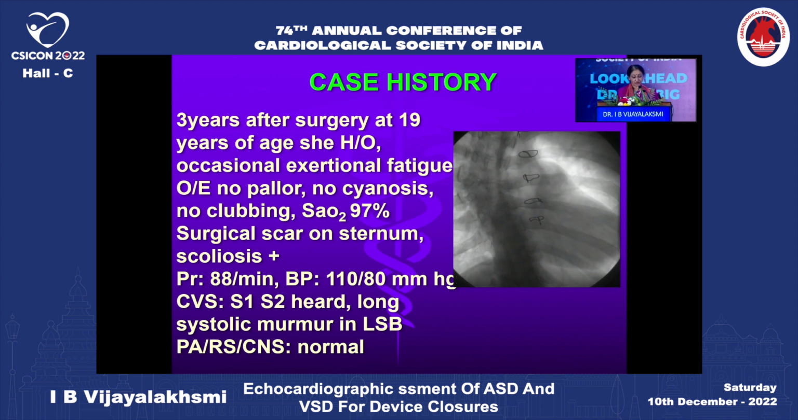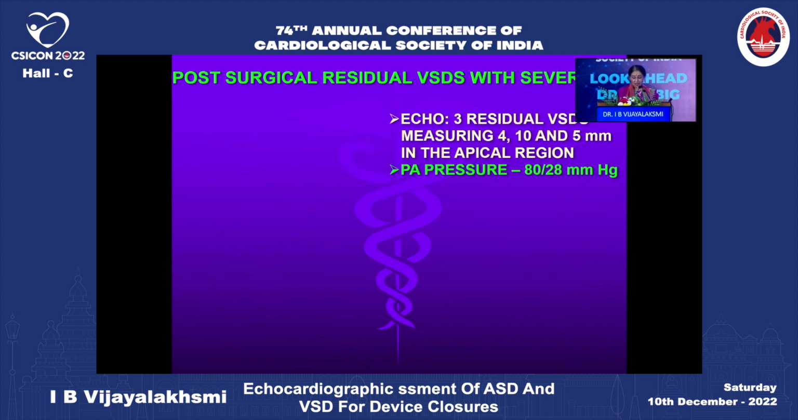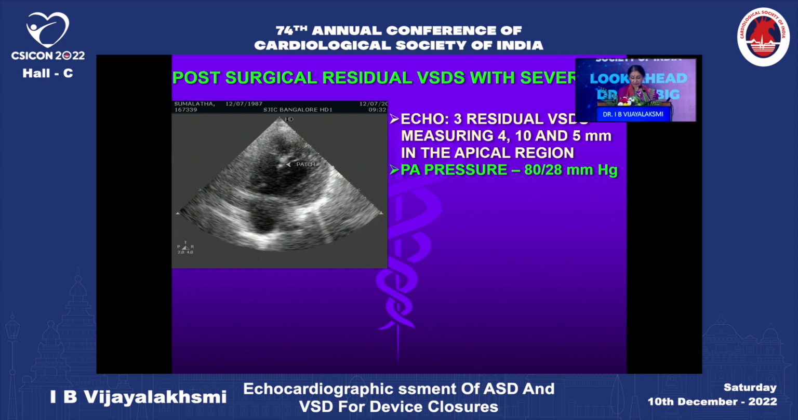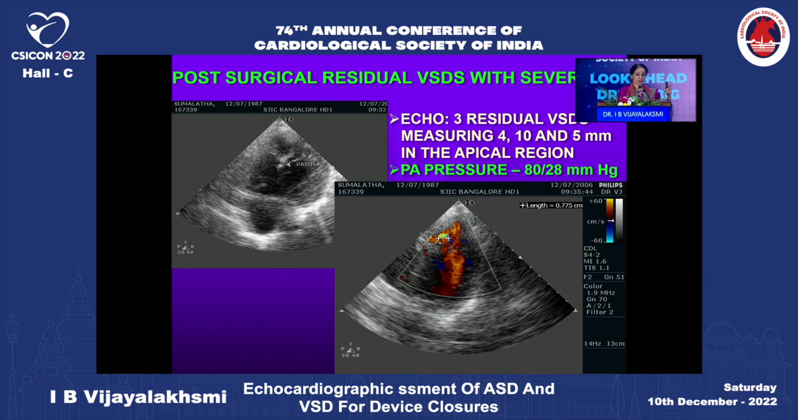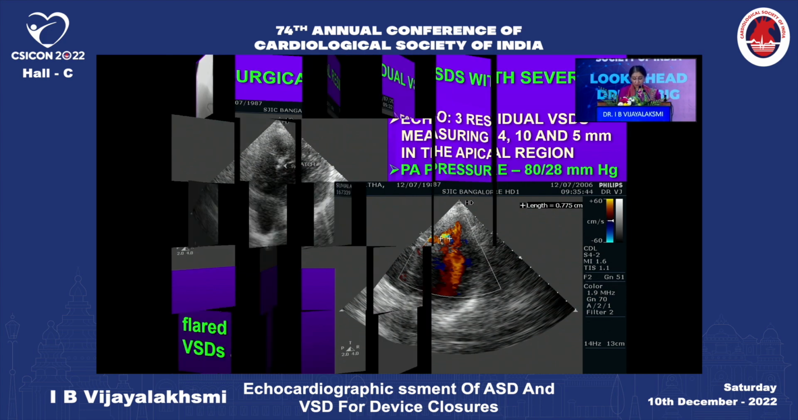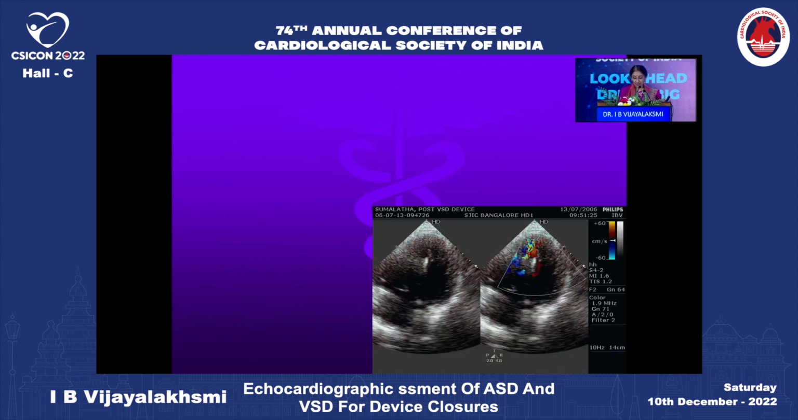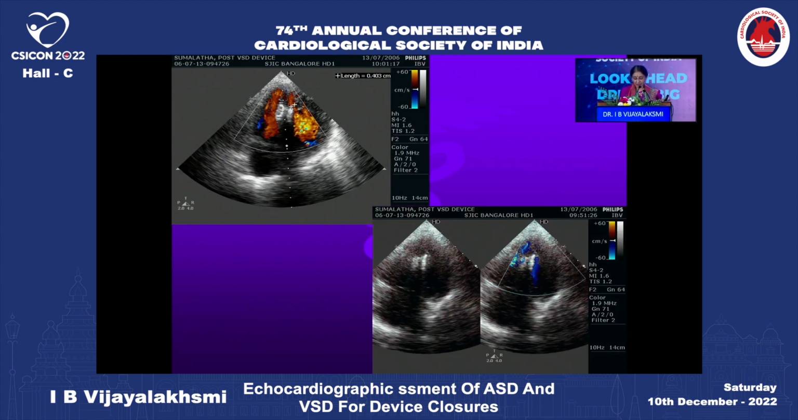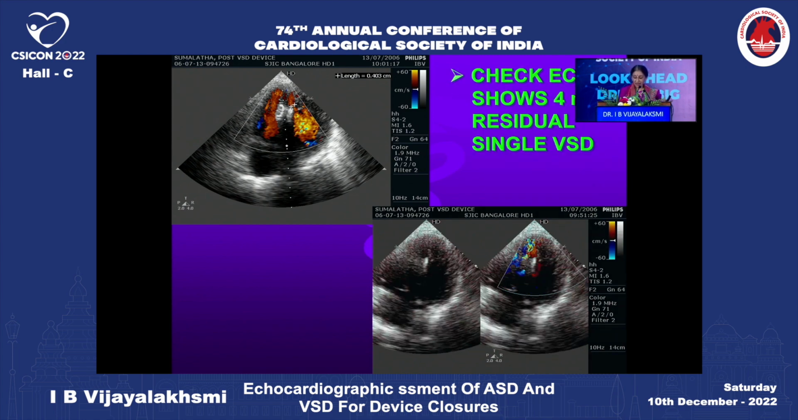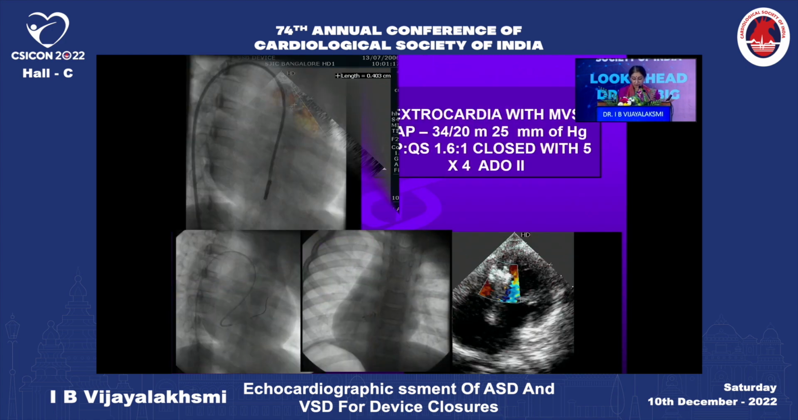Whereas this patient, 3 years after surgery, came with kyphoscoliosis, and there were multiple VSDs, 4 millimeter, 10 millimeter, 5 millimeters, and the PA pressure was already 80. The surgeon was not ready to touch this patient even with a barge pole. So I closed it with the device, and once the closure was done, the PA pressure came down, only a 4 millimeter small VSD was left, and the patient made a good recovery.